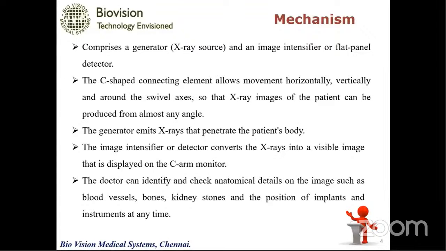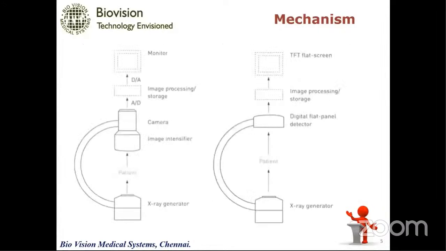The generator here emits X-rays to penetrate the patient's body. The detector converts these X-rays into a visible image. How? We will be seeing it in detail for image intensifier and flat panel detectors in upcoming slides, so that the doctor can then identify and check the anatomical details on the image, such as blood vessel, bone, kidney, whatever it is. You can simply start your analysis, monitoring, and diagnosis using your C-arm. So this is the basic introduction of the mechanism. So this is how a C-arm will be.